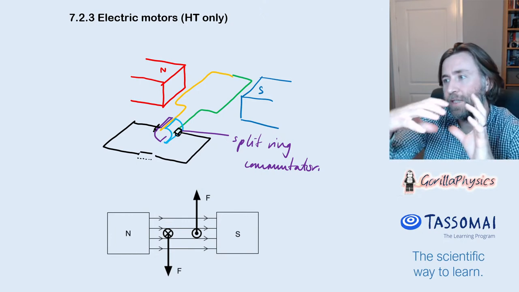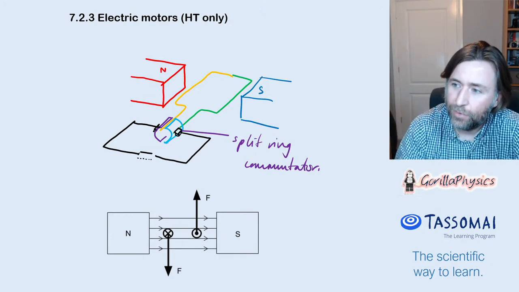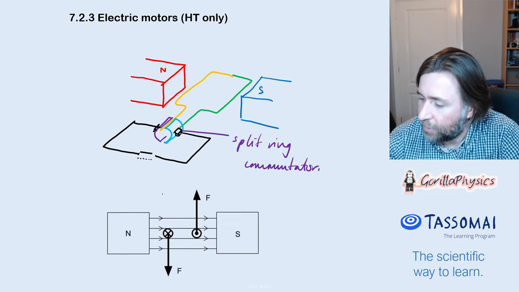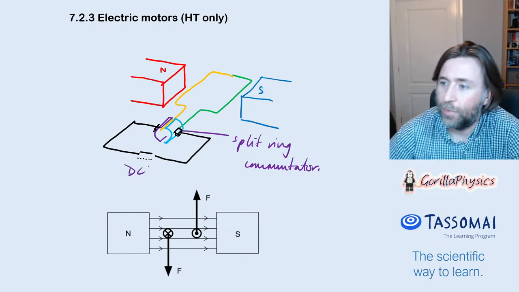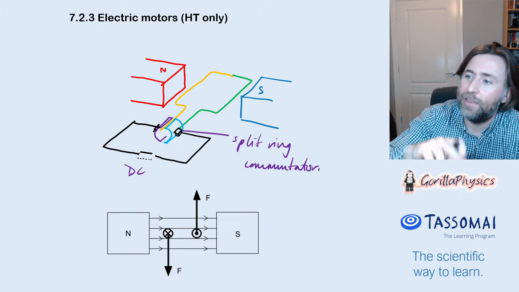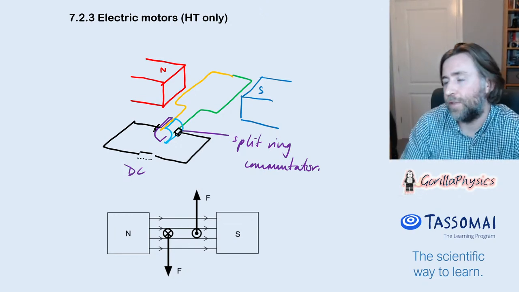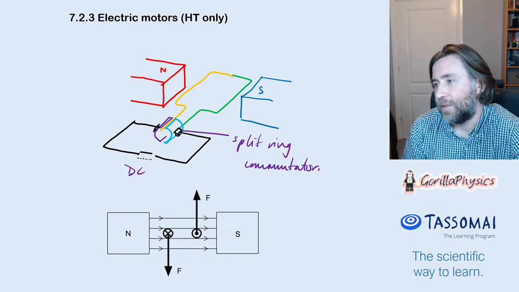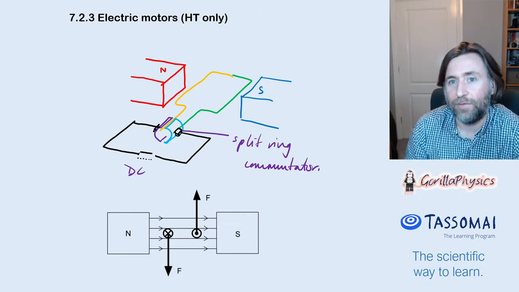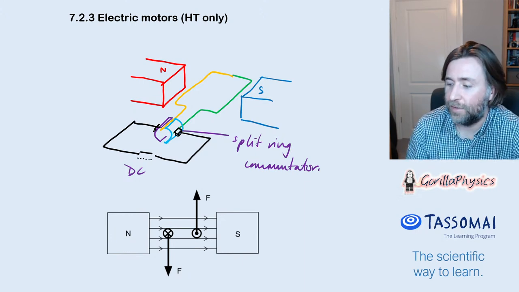So what happens as that motor rotates is the circuit, this driving DC electric circuit, motors run on DC, connects with one side and then the other. So it connects with yellow side, then green side, yellow side, then green side, as it goes around. And that means that always on the left-hand side of the motor, there will always be a force, let's say upwards, and on the right-hand side, there will always be a force, let's say downwards.